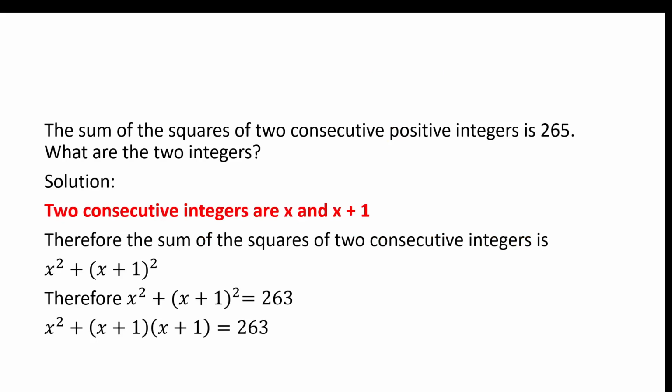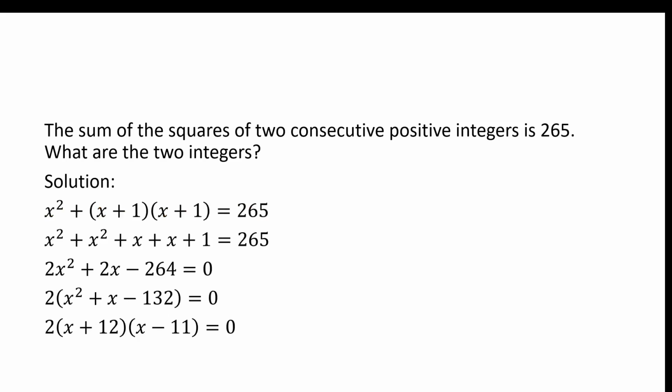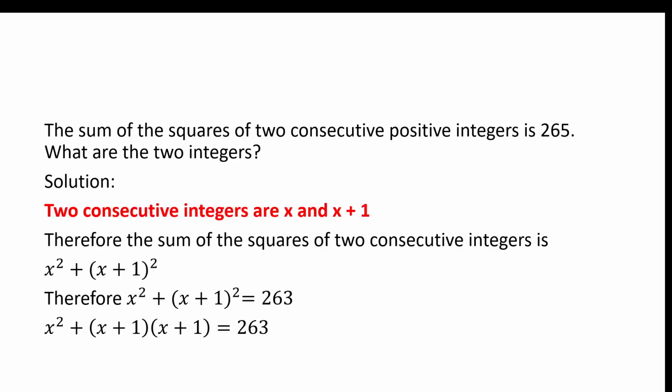The two consecutive integers are x and x plus 1. The sum of the squares of the two consecutive integers is therefore x squared plus x plus 1 quantity squared. We know that that's equal to, it says 263 on our sheet. We'll see which one of these is correct. It actually should say 265. Little typo there. So x squared plus x plus 1 quantity squared is 265.